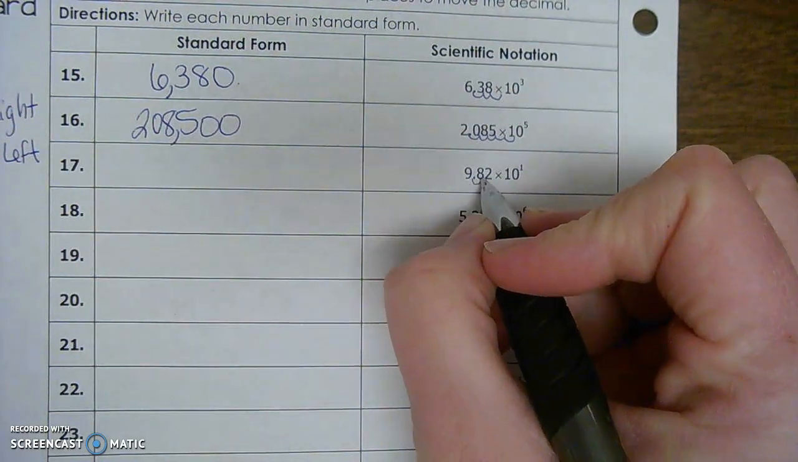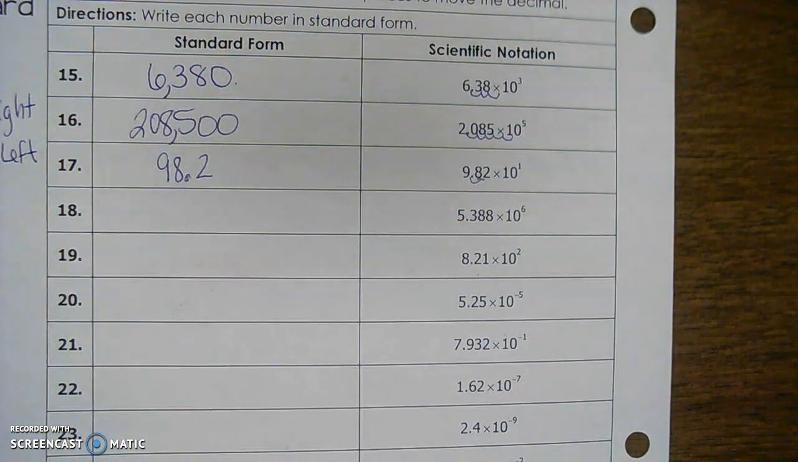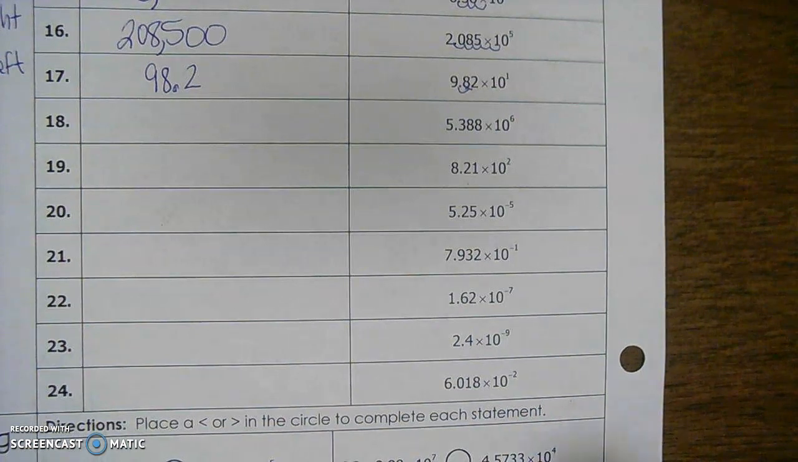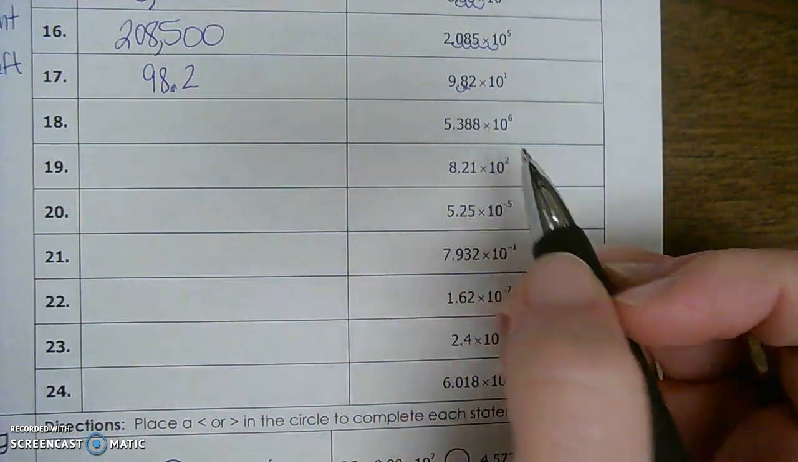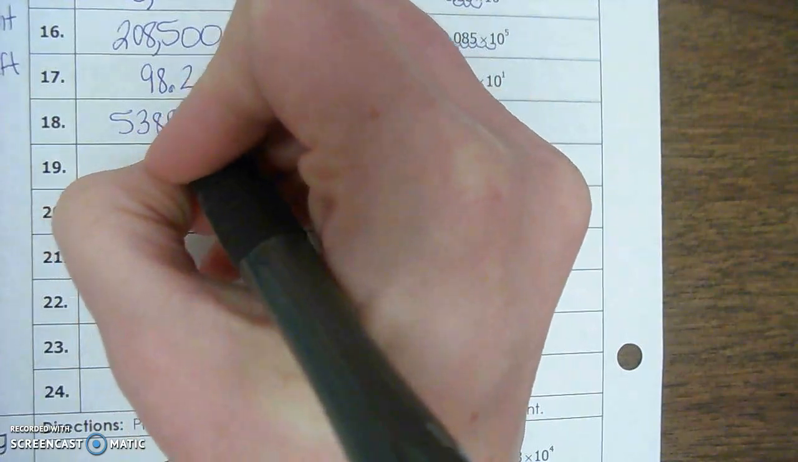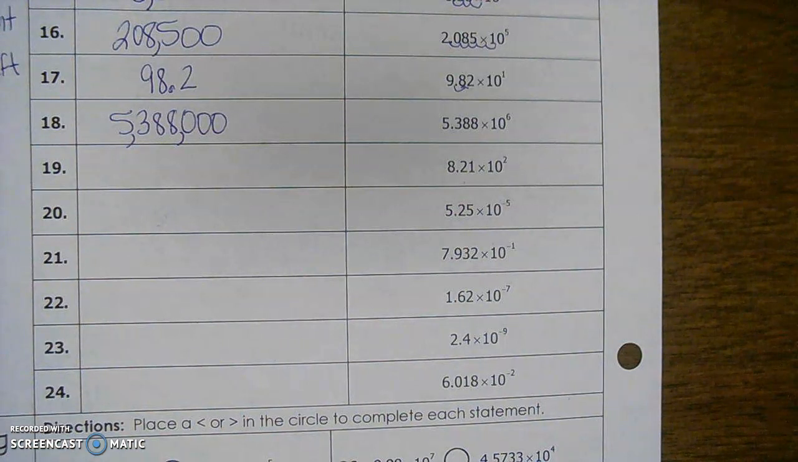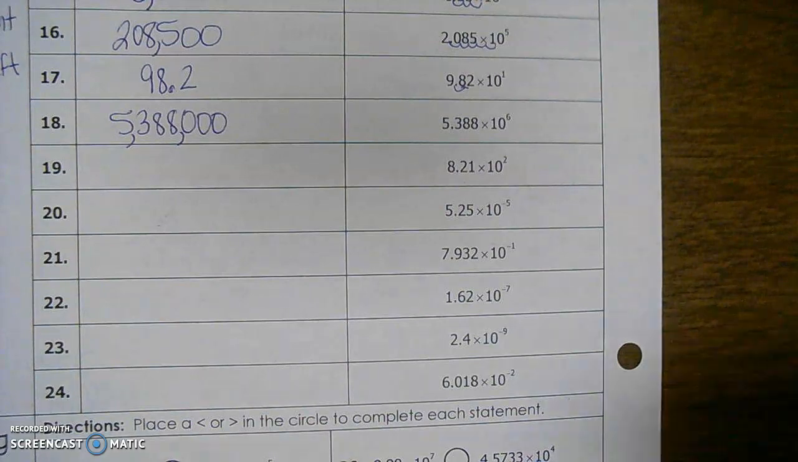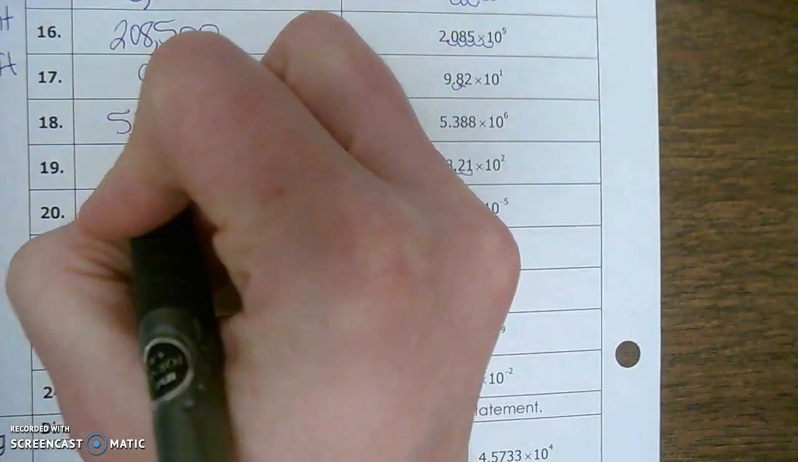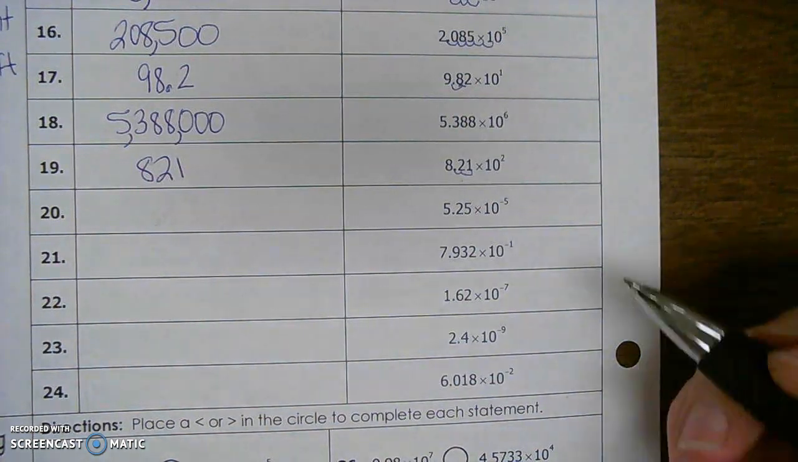This one we only move 1 time, so 98 and 2/10, 98.2. This one I'm going to do again without the loops first, so 5, 3, 8, 8. So 1, 2, 3, and I need 6, so I need 3 zeros, 1, 2, 3. Count backwards, 5,388,000. This one we're only moving right twice, so 821. So that takes up all the positive ones.